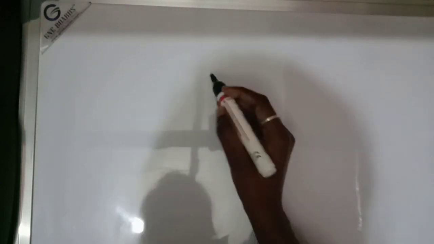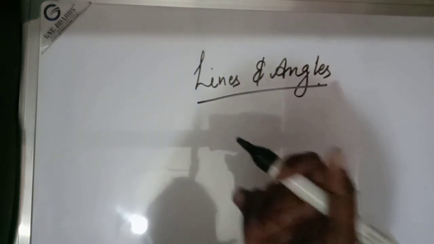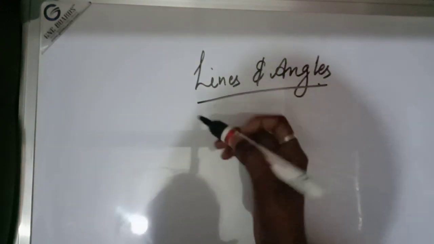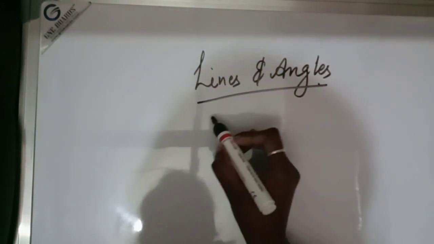Let us begin with today's topic, that is lines and angles. First of all, we start with different types of lines. We know some basic terms of the lines.